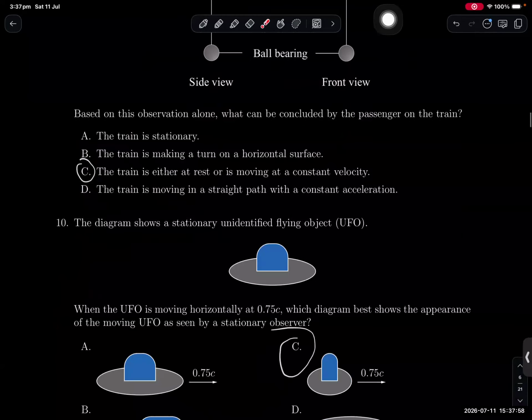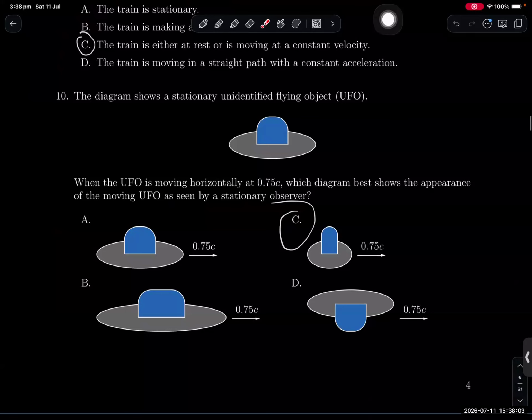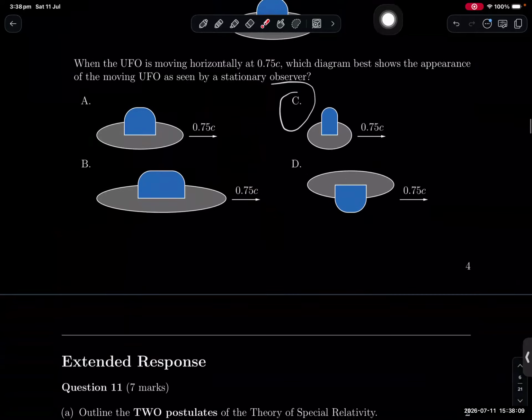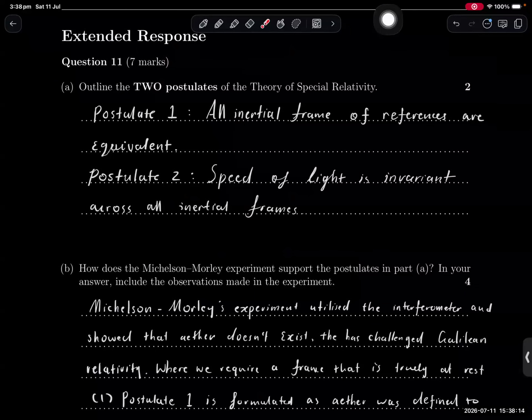Question 10. The diagram shows a stationary unidentified flying object, UFO. When it's traveling at 0.75 c, it will length contract, so it will look something like C. Okay? Continue. Question 11. Outline two postulates of special relativity.